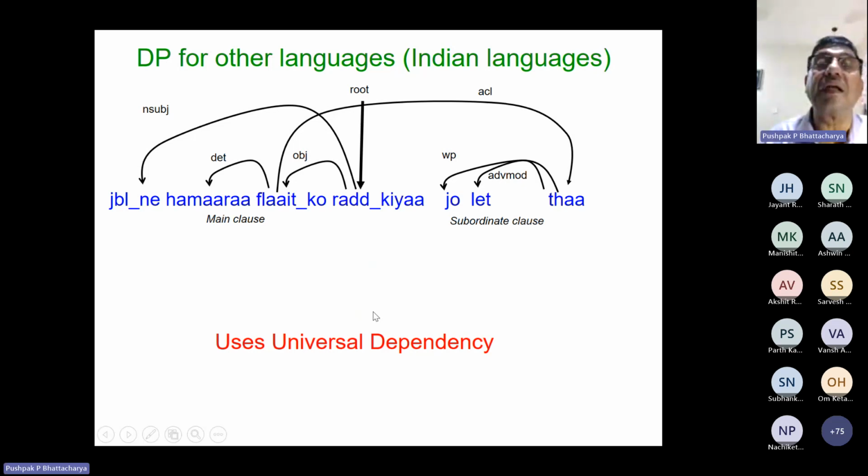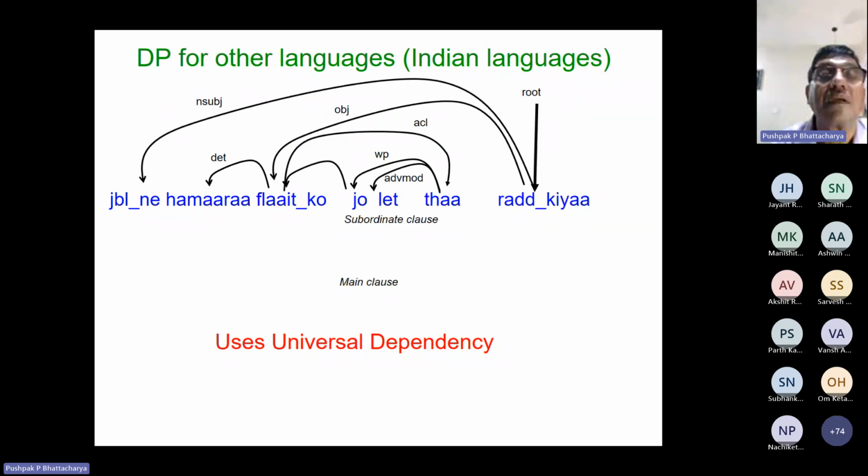For other languages also this test can be conducted. JBL ने हमारा फ्लाइट को रद्द किया जो लेट था. So this has a main clause and the subordinate clause, and you can look at the dependency tree which is created and discuss the projectivity.